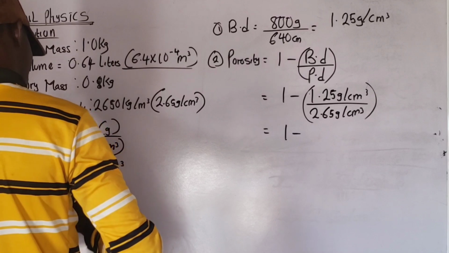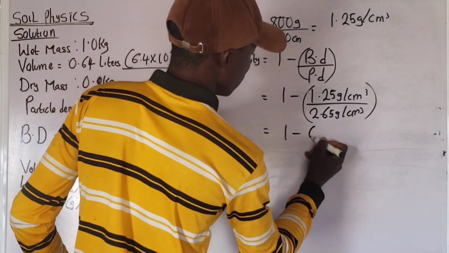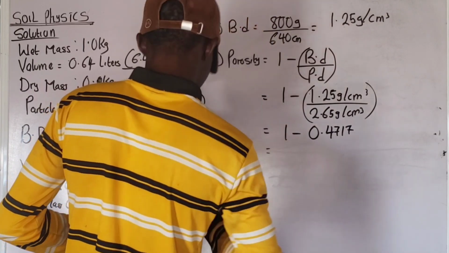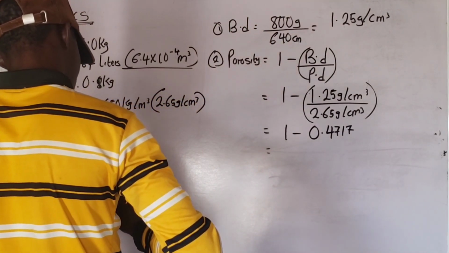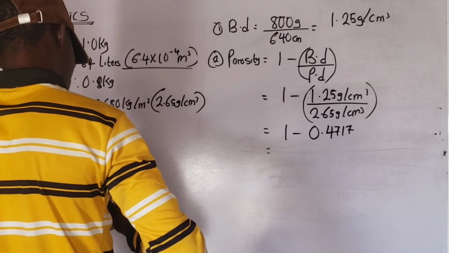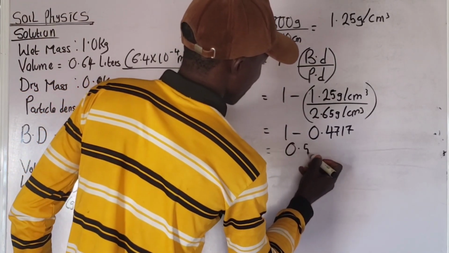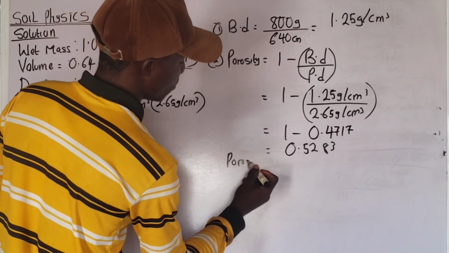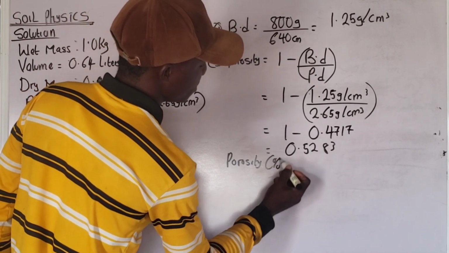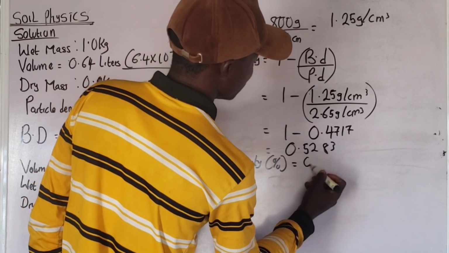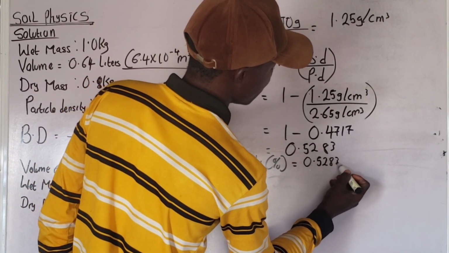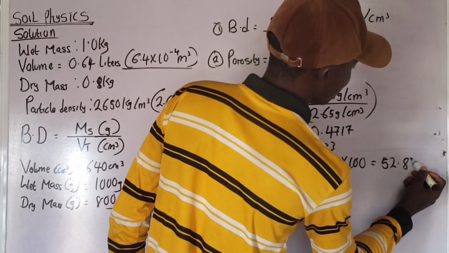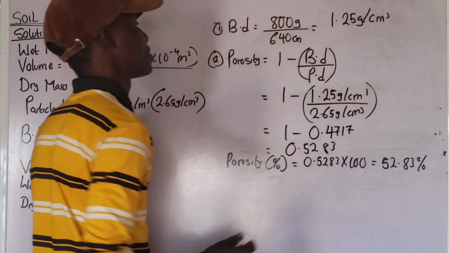That is 0.4717. So here I'm going to have 1 minus 0.4717. That is 0.5283. So the porosity in percentage, we're going to multiply it by 100. So I'm going to have 0.5283 multiplied by 100. Here I'm going to have 52.83%. You understand? That is the porosity in percentage.